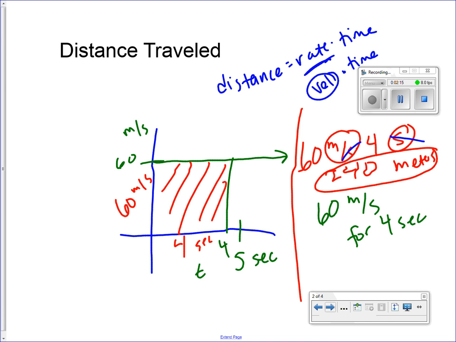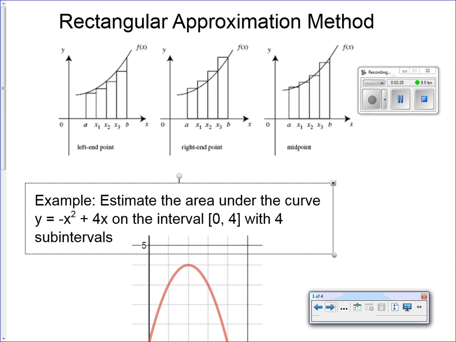Now, here in this example, it was really easy to find the area because it made a rectangle. But what happens if we have a velocity that's not constant, something that's not a rectangle? So how do we find the area under a graph that is not a rectangle? Well, we're going to use rectangles. So this is called the rectangular approximation method.